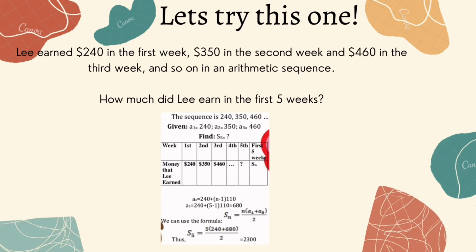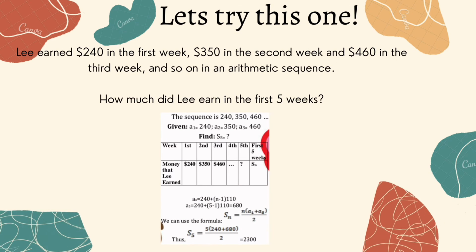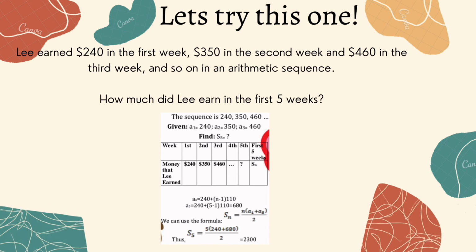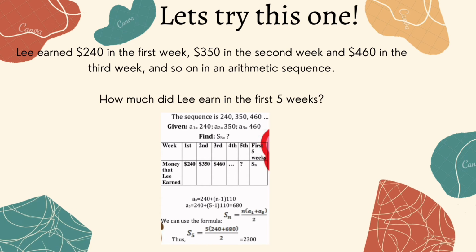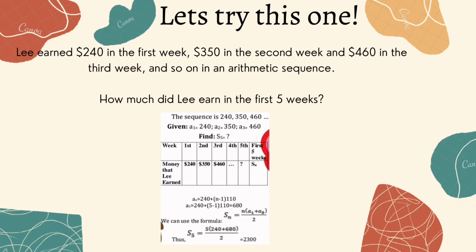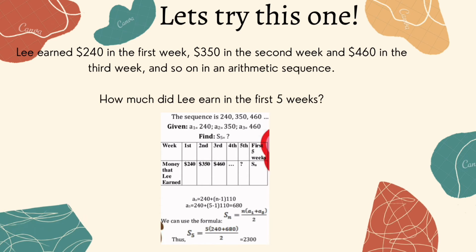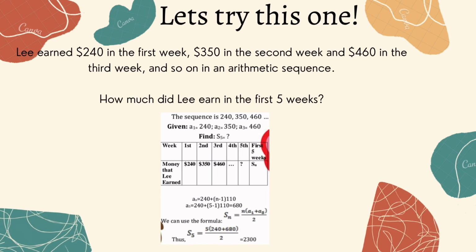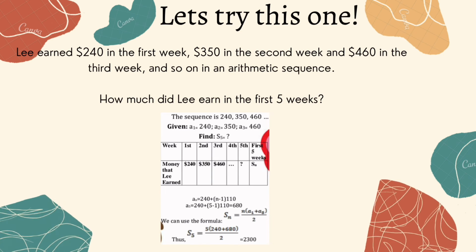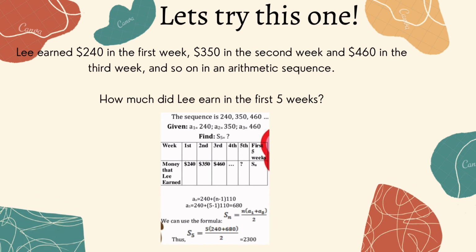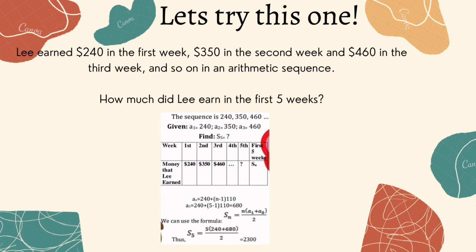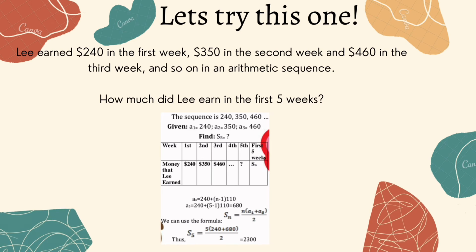Let's try this one. Lee earned $250 in the first week, $350 in the second week, and $460 in the third week, and so on in an arithmetic sequence. How much did Lee earn in the first 5 weeks? So here we know that $240 is the first term and 110 is the common difference. We can use the sum of arithmetic progression to calculate the answer.